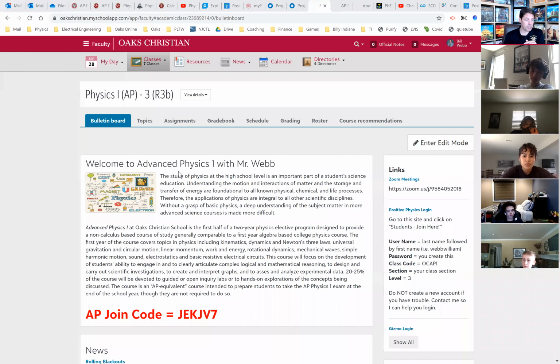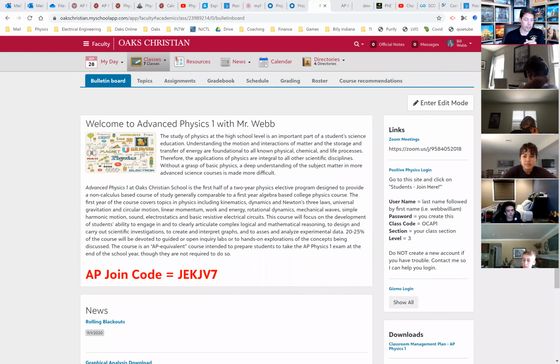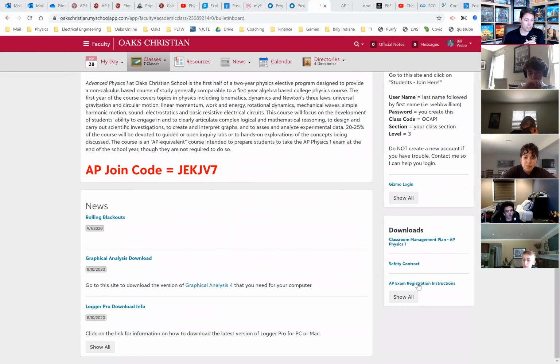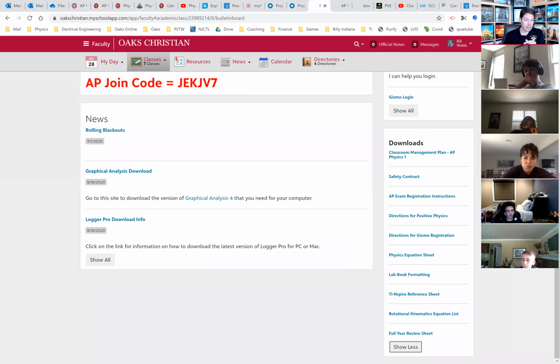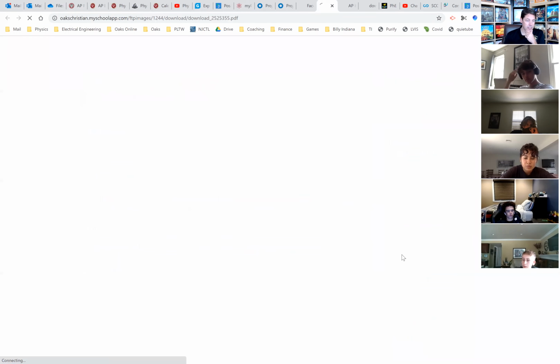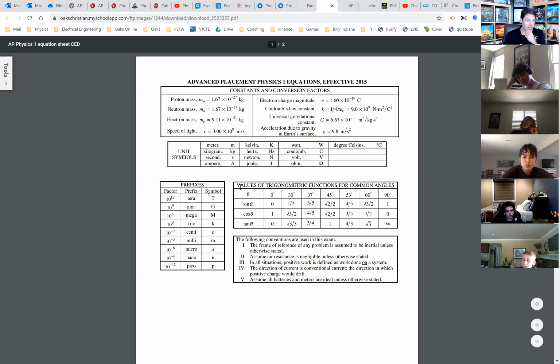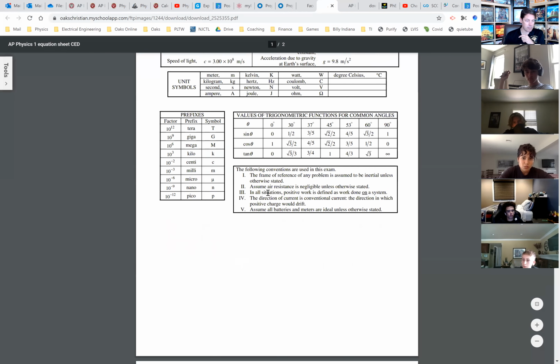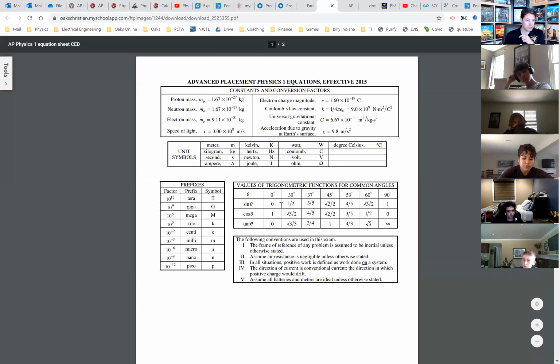On Axis, when you get to the bulletin board page, if you scroll down, in the download section over here on the bottom right, you can see the physics equation sheet right here. And if you look at the physics equation sheet, this first page has some constants, some unit symbols, some trig information, some metric prefixes, and conventions that the exam follows. To be honest, most students look at this page very seldom. There's not a lot on this page that we use frequently.